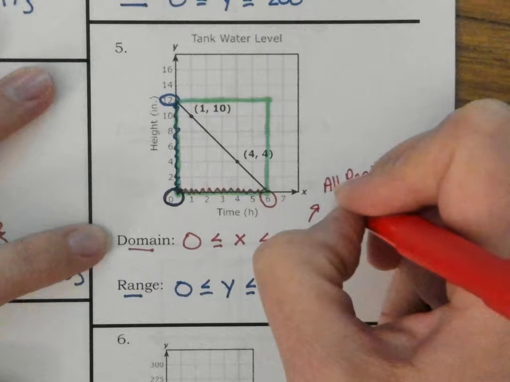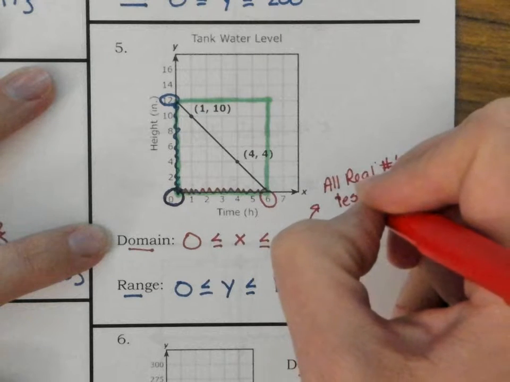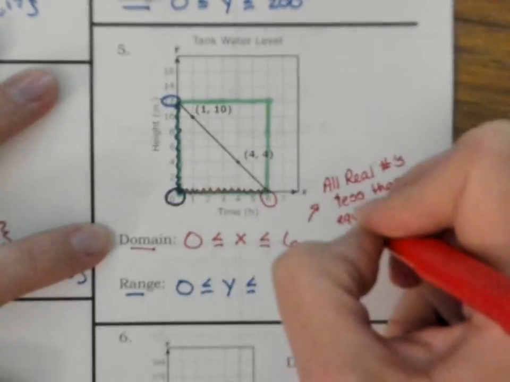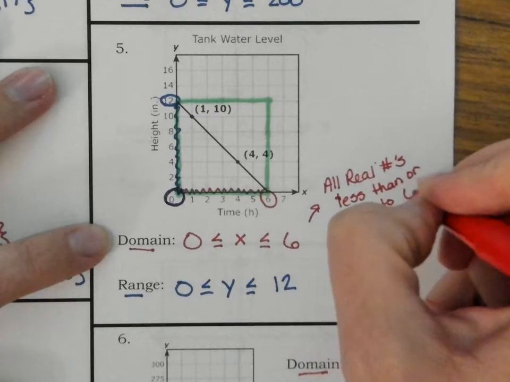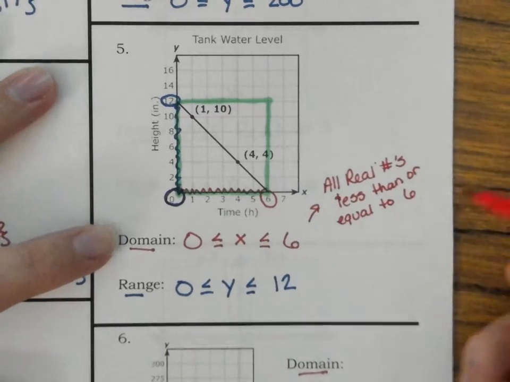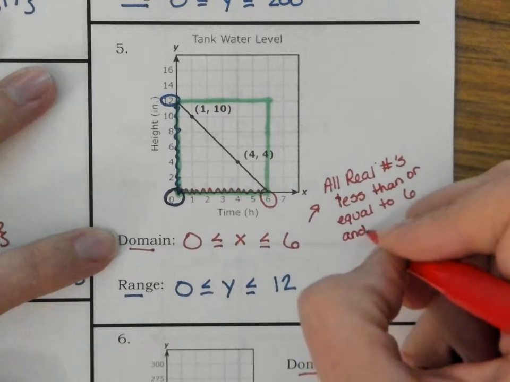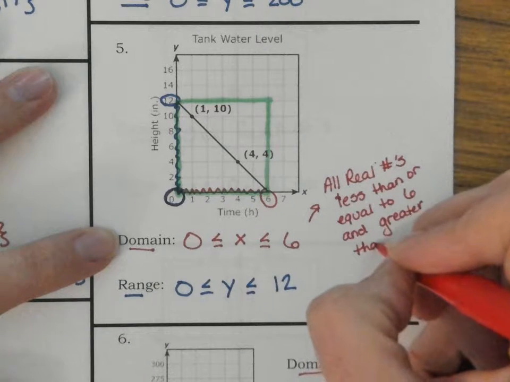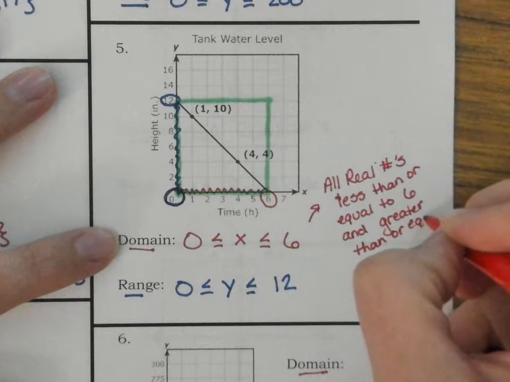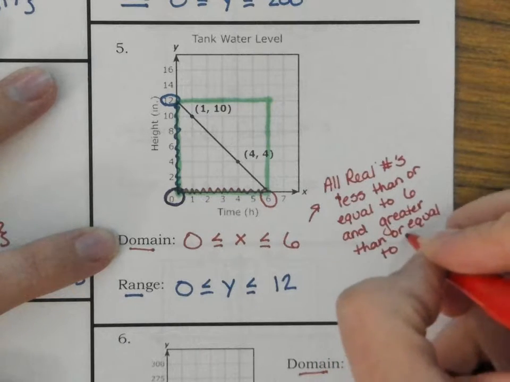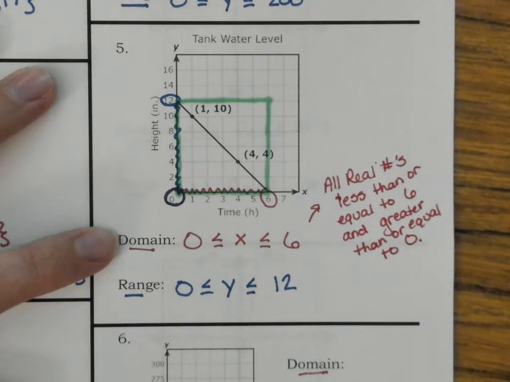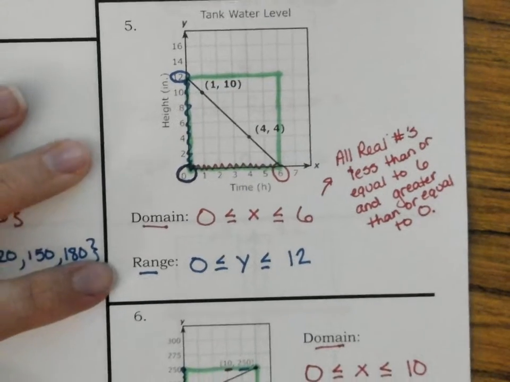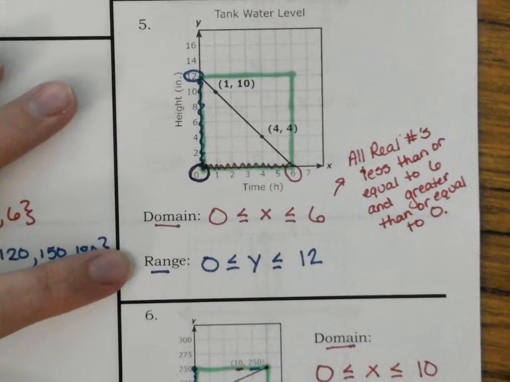less than or equal to 6, right? We're less than or equal to 6, and greater than or equal to 0. Okay. So you try writing out the range.